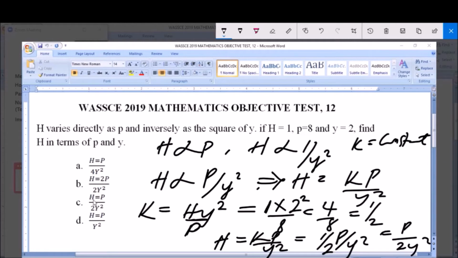Now that's similar to this. This is what they intended to write here. H equals P divided by 2Y squared. That's option C. H equals P over 2Y squared.